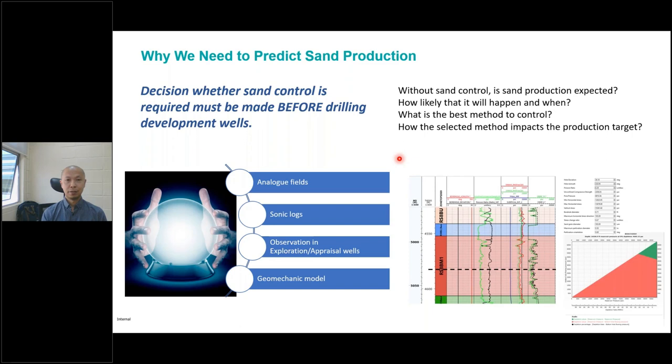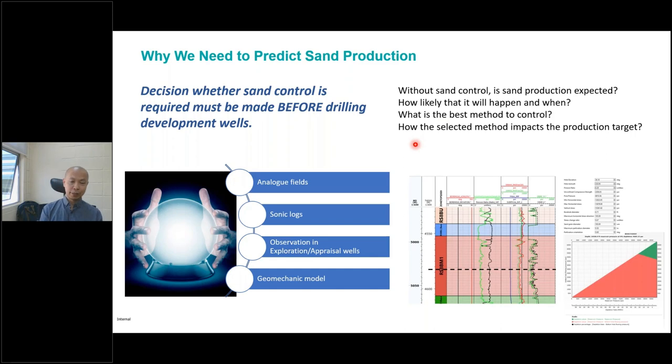So the first question that we need to answer is, without sand control, is sand production expected? How likely is it going to happen, or, more specifically, when is it going to happen? If it is going to happen late in the well life, probably we can live without sand control in the beginning, because sand control requires investment.